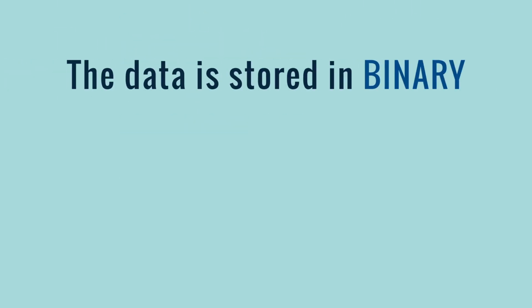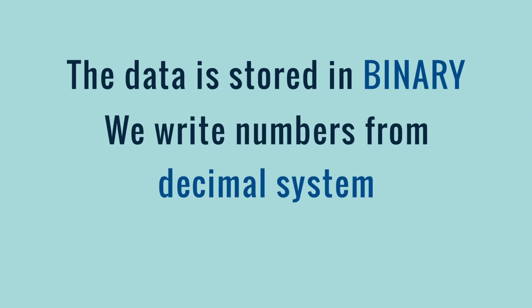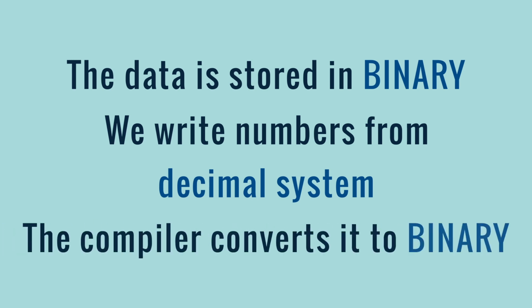The data is stored in binary, also known as base 2. But when we are writing code, we write numbers from the decimal system, also known as base 10. And the compiler converts it to binary. It saves us a lot of time and makes the code readable by using the decimal system, which we are using in our daily lives for all kinds of calculations.